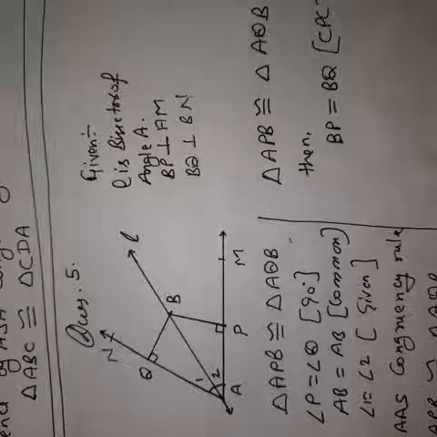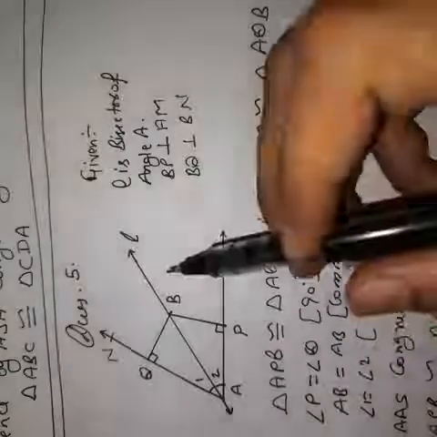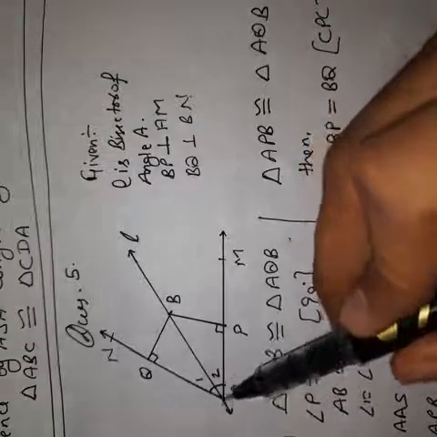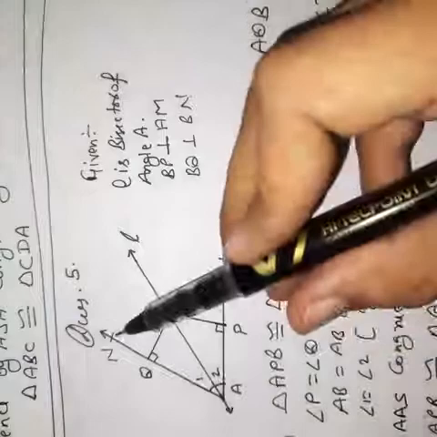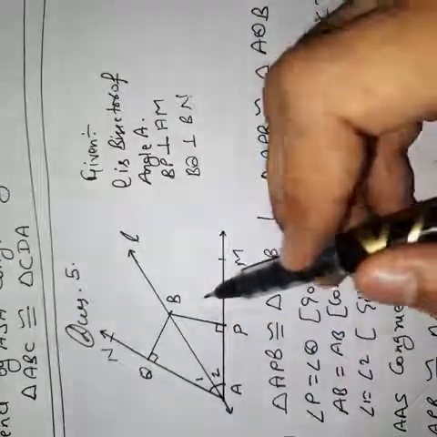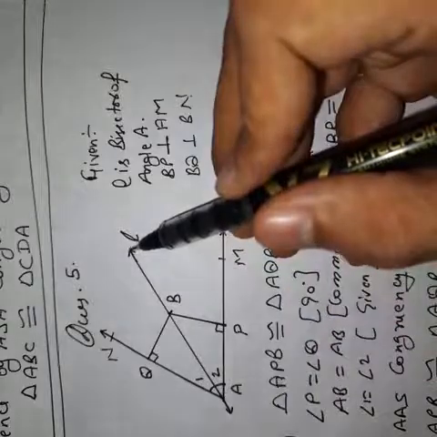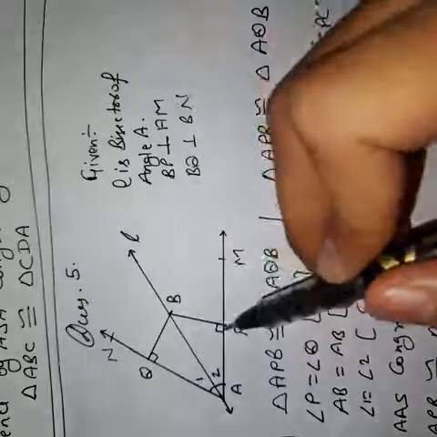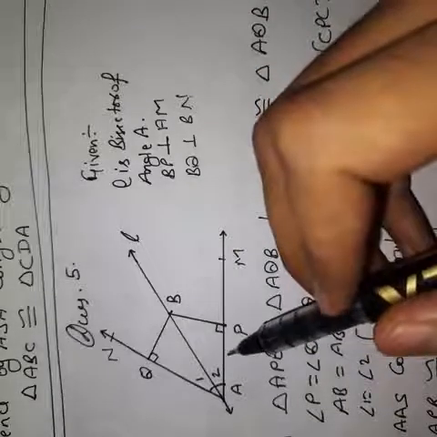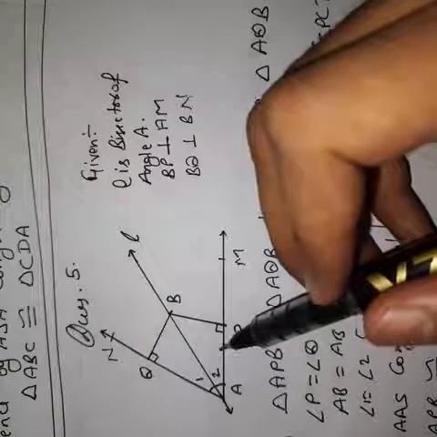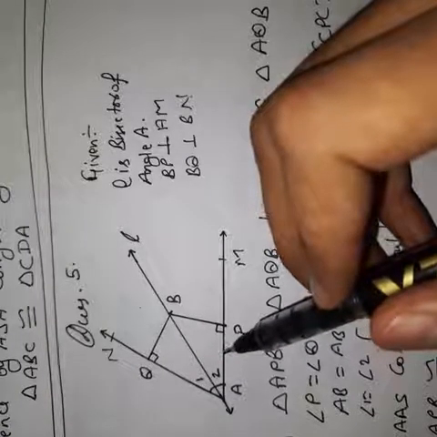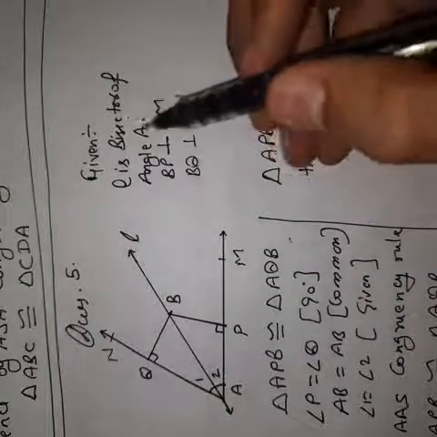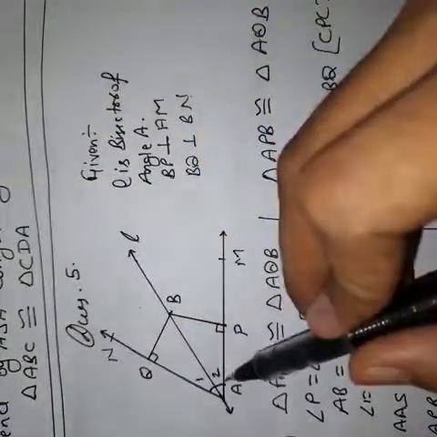Now we will start question number 5. In question number 5, a figure is given like this. This is angle A, and AM and AN are arms of this angle, and this is line L. BQ is perpendicular, BP is also perpendicular. So, like every question, first of all we will write what is given in the statement of the question. It is given that L is the bisector of angle A.